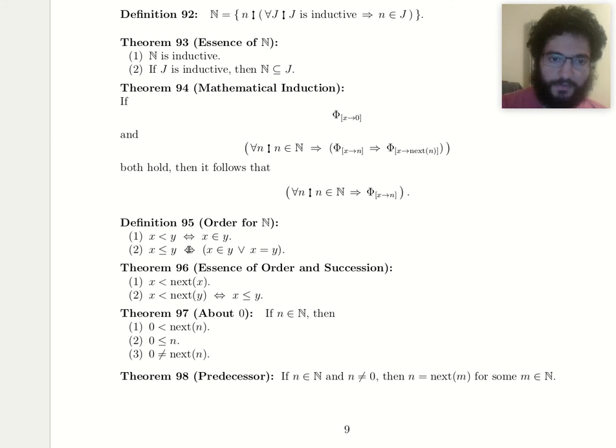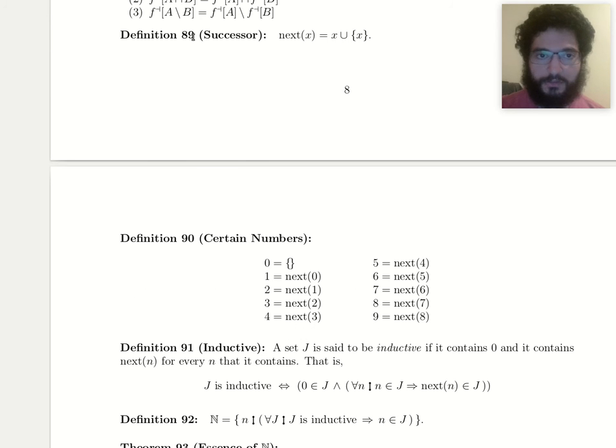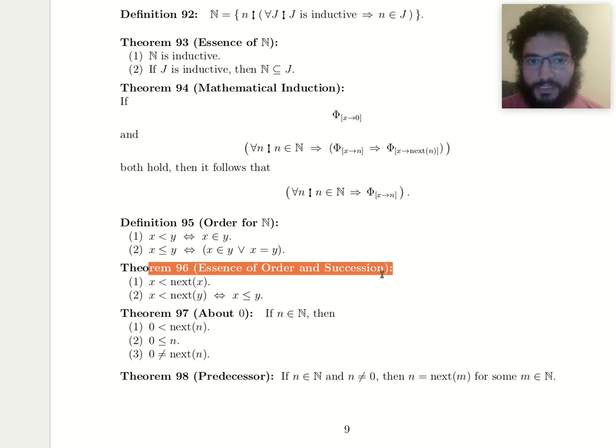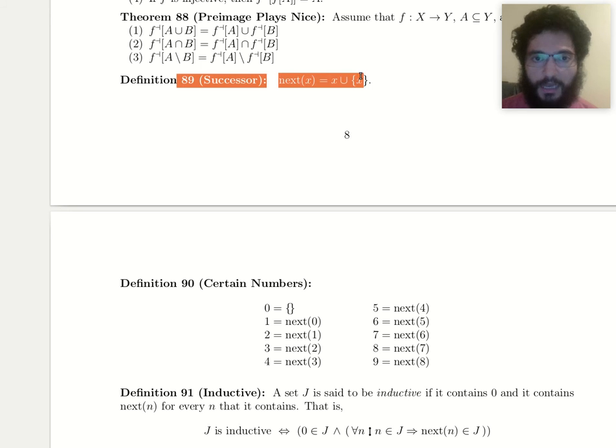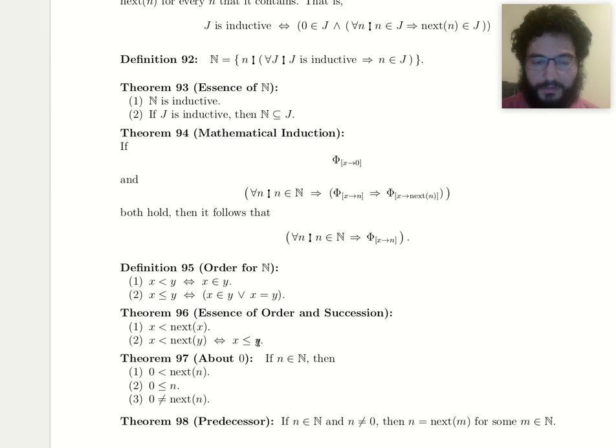So the next theorem you see here, right after we define less than or equal to, which is what I just did, the next theorem is essence of order and succession. So order refers to definition 95. The ordering in which the natural numbers come is expressed by this relation there. And succession refers way back to definition 89, this next thing. So essence of order and succession. This is a theorem that altogether is meant to capture what it is that definition 95, order, and definition 89, succession, are meant to achieve. And if we have set things up correctly, this theorem should be provable, and it should be pretty easy actually, so this is one you'll do on your homework.